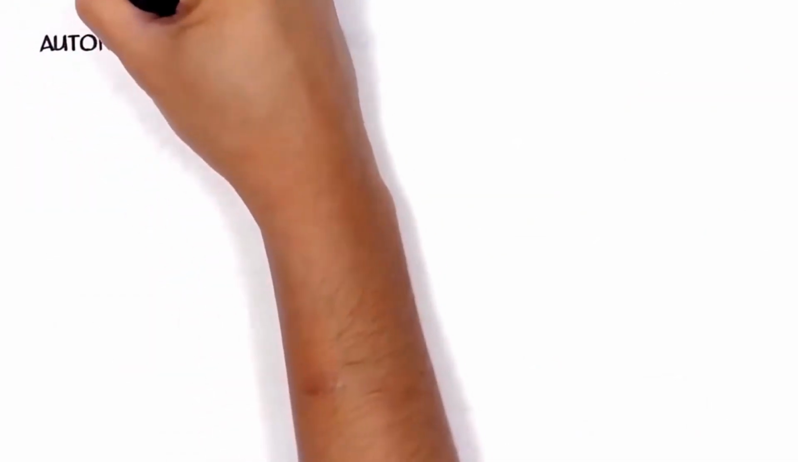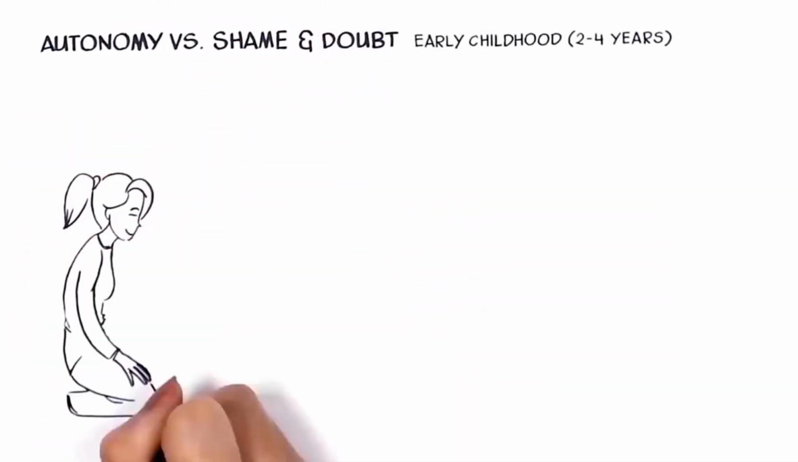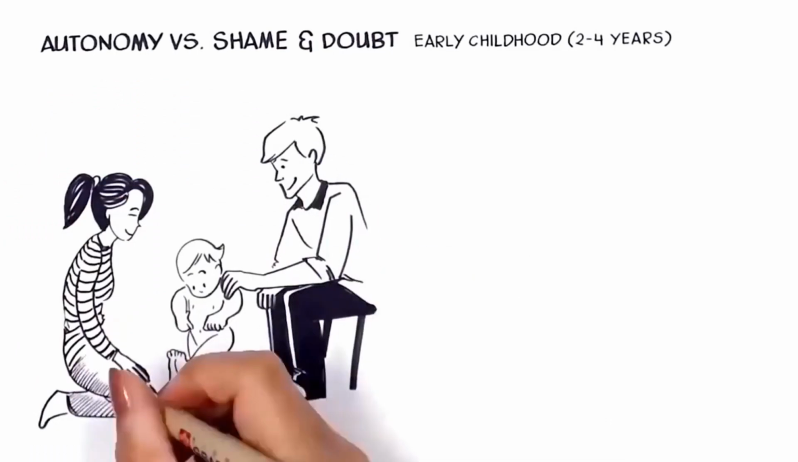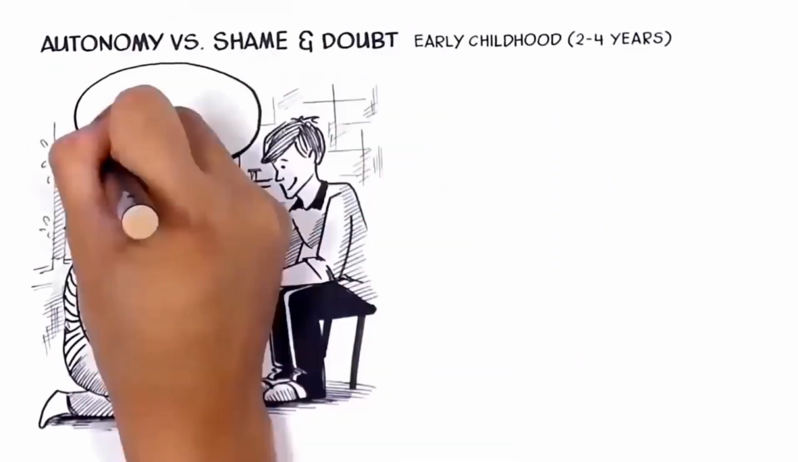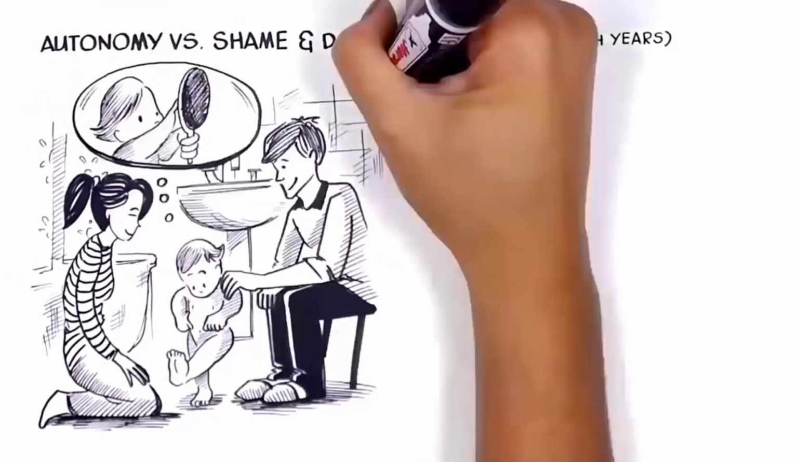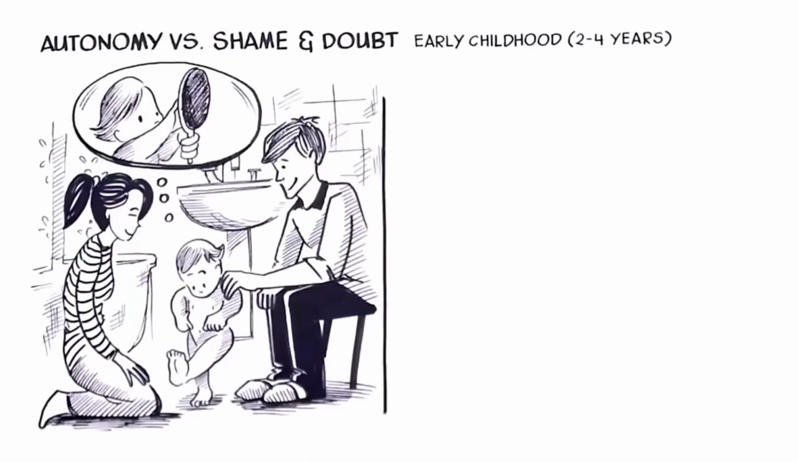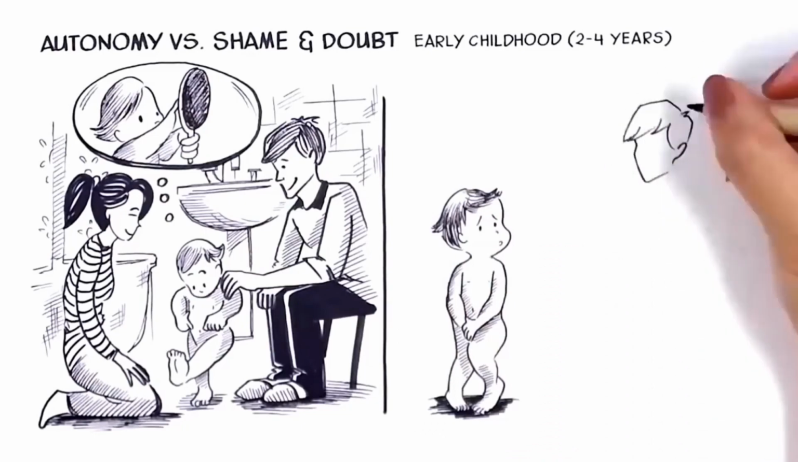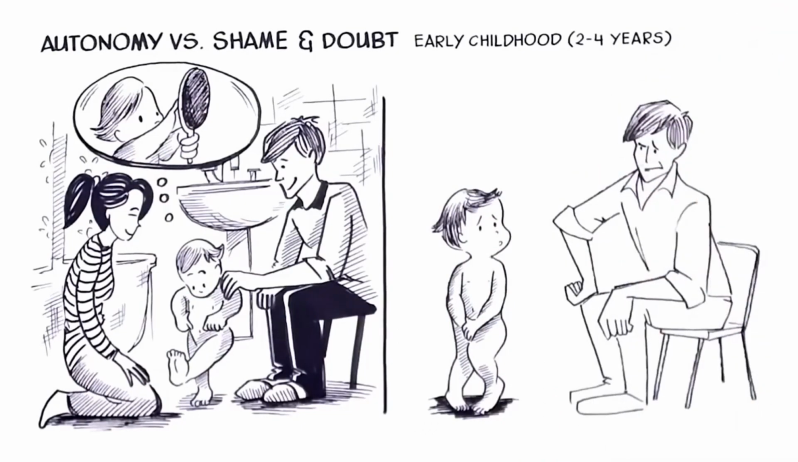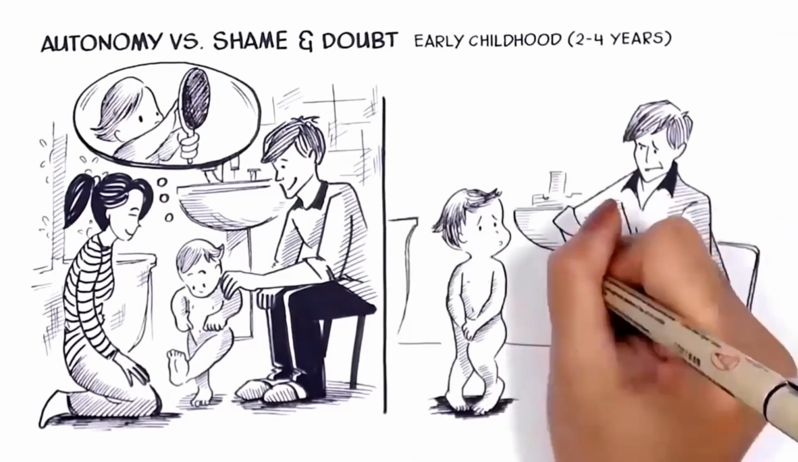Stage 2. Autonomy versus shame and doubt. In our early childhood, we experience ourselves and discover our body. We ask, is it okay to be me? If we are allowed to discover ourselves, then we develop self-confidence. If we are not, we can develop shame and self-doubt. Both parents now play a major role.